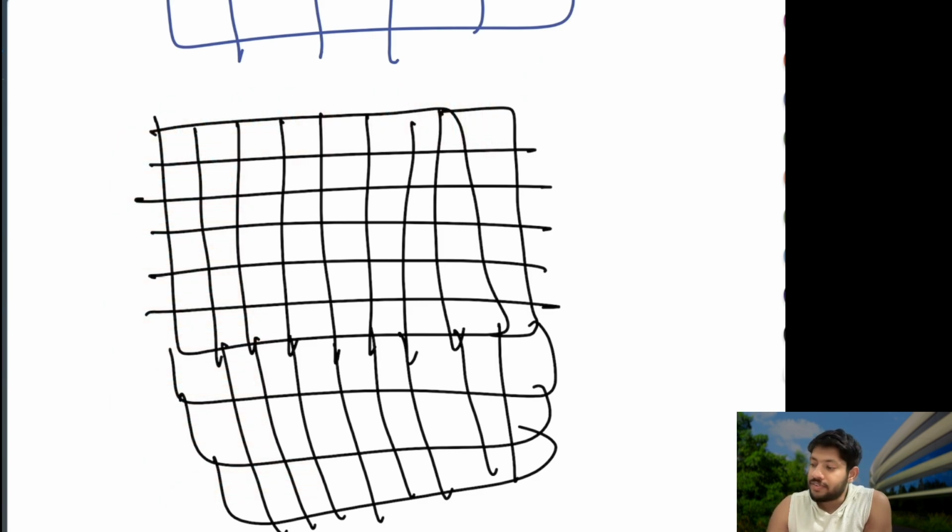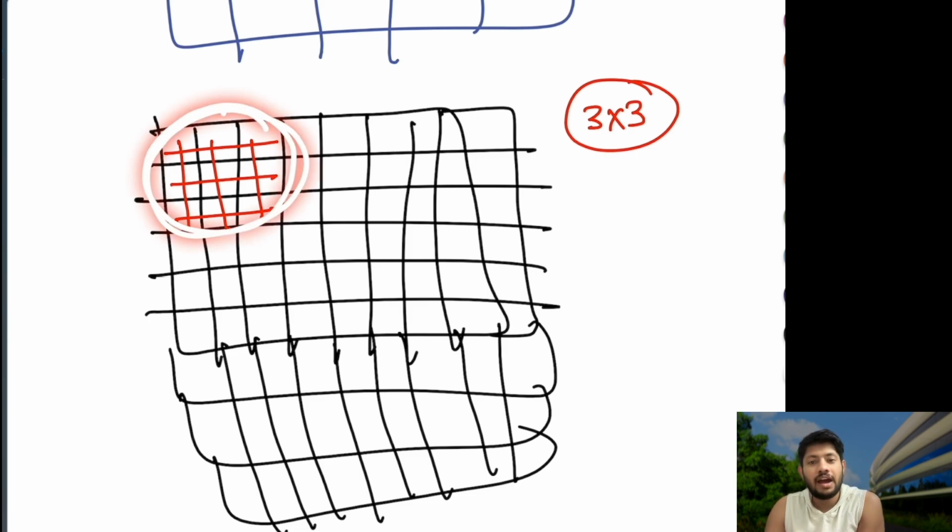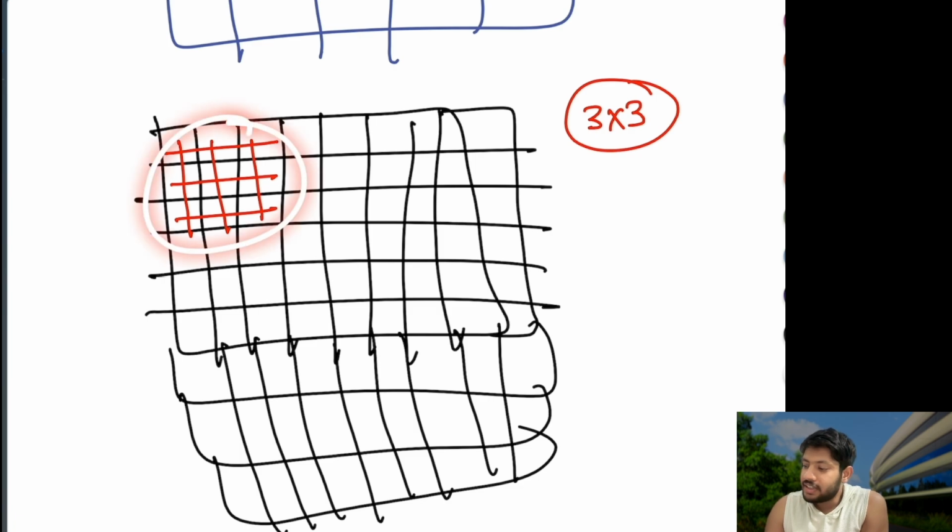The final rule is that every 3 by 3 box, that is 3 rows and 3 columns, every section of this particular box is going to have unique elements from 1 to 9. So this is one section. Then you have another section of 3 rows and 3 columns, and then the last one is also 3 rows and 3 columns.